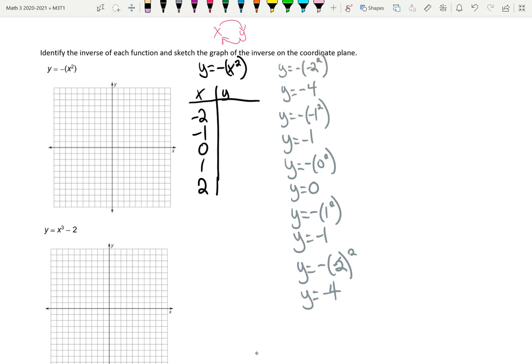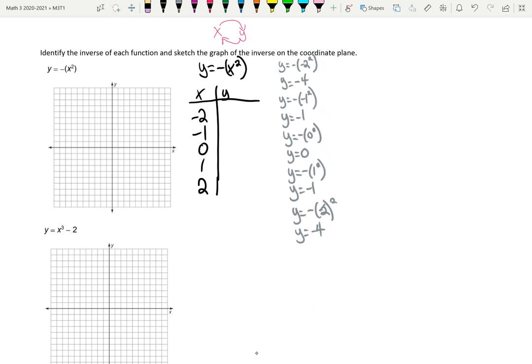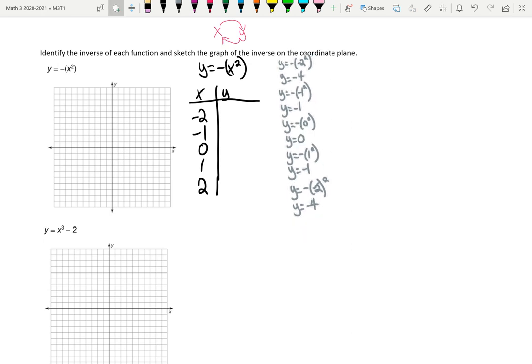So this is just me repeatedly plugging in my inputs. My first input, what happened when I got -2? I got -4. When I plugged in -1, I got -1. When I got 0, it produced a 0, and vice versa. This means for my original, I have the following coordinates.